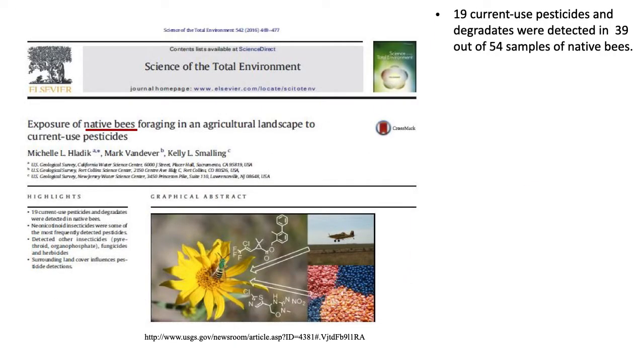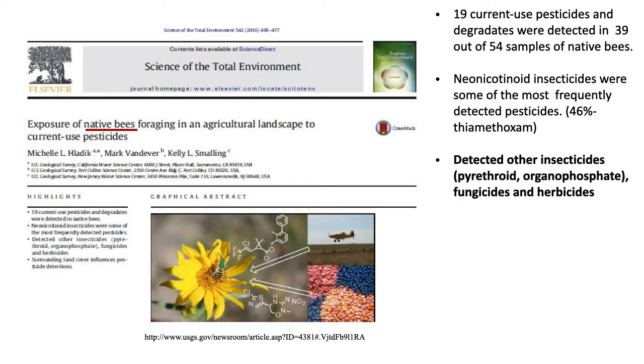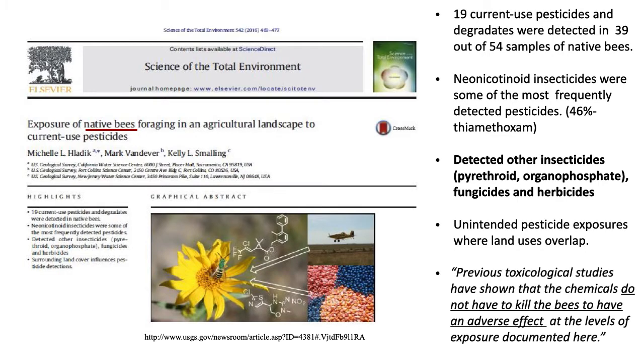The U.S. Geological Survey conducted research of native bees. They found pesticides in more than half of the samples of native bees. Neonicotinoid pesticides were detected, as well as pyrethroids, fungicides, and herbicides. While the levels were not always at a lethal dose level, the sublethal level of pesticide exposure was detrimental to the health and reproduction of the native bees.